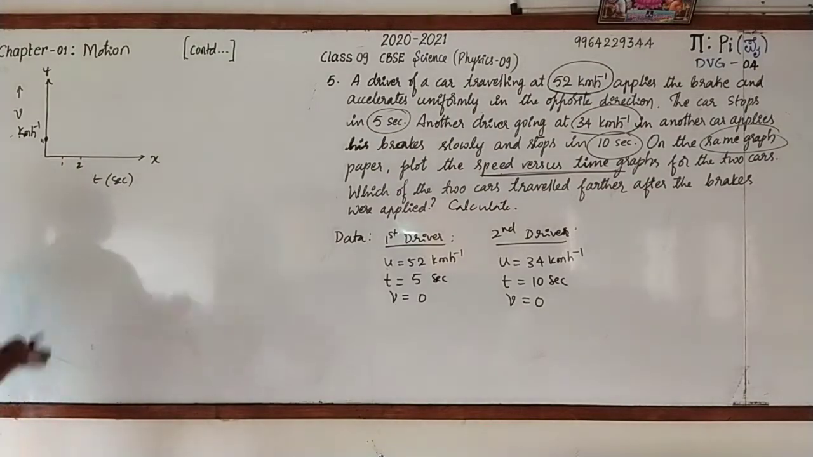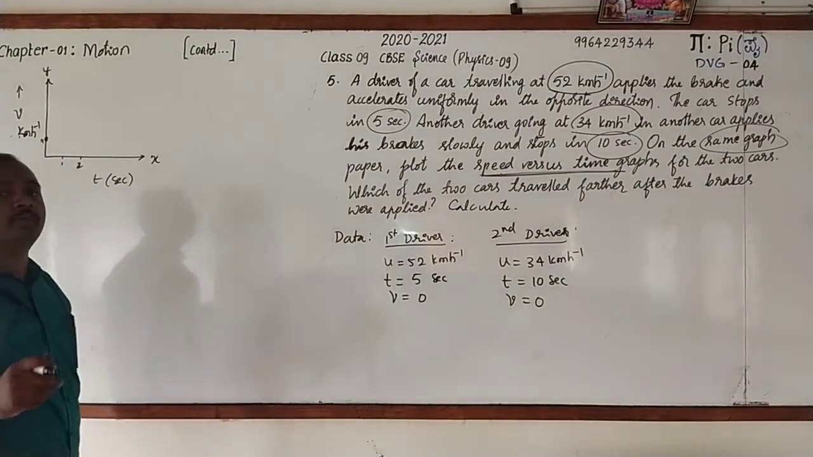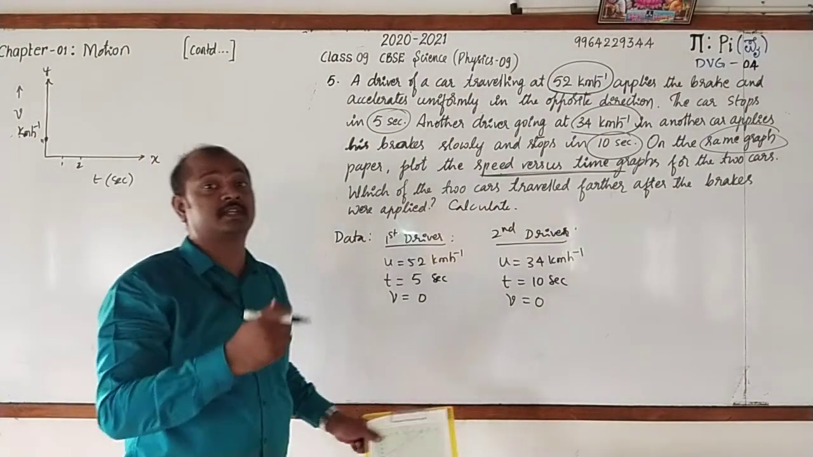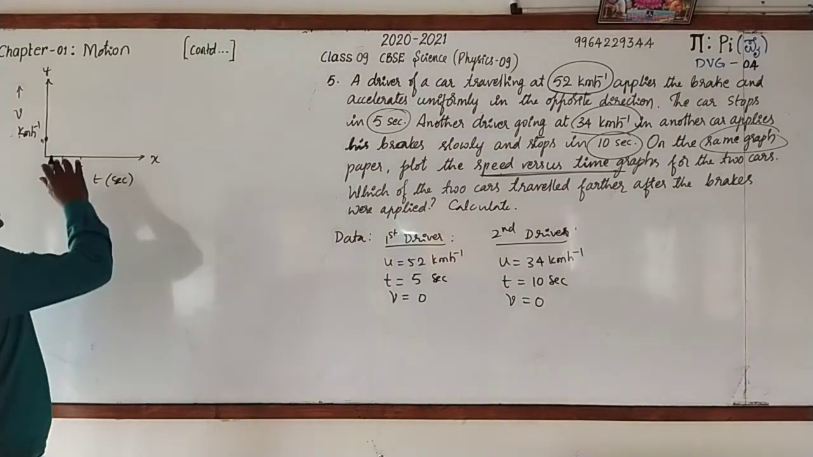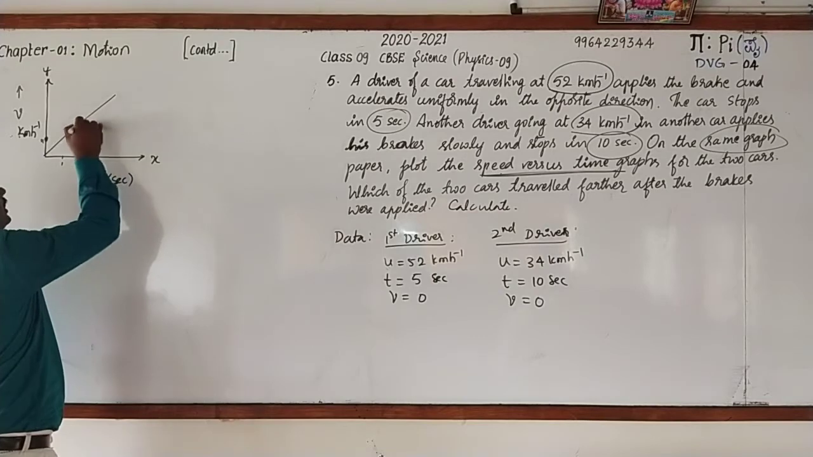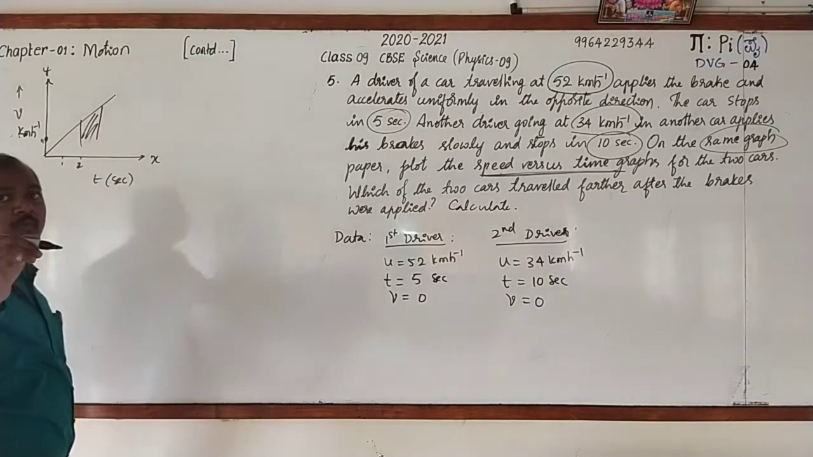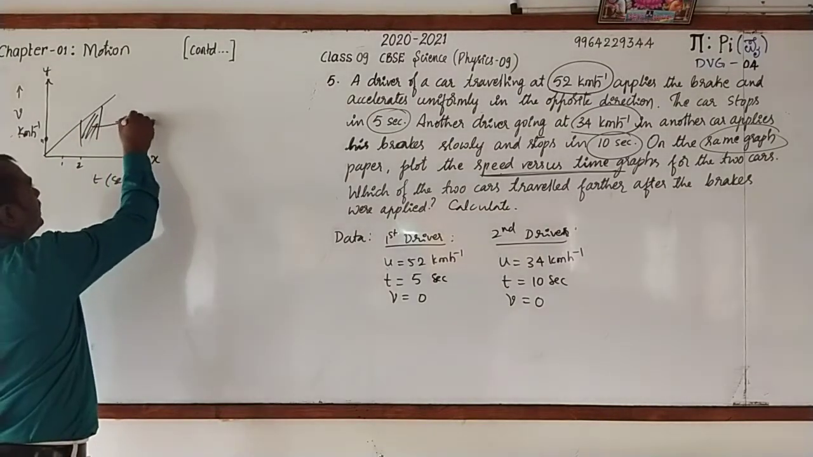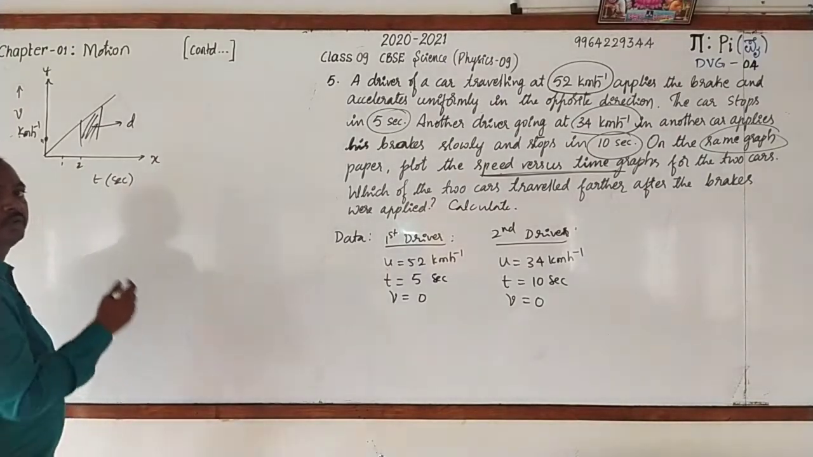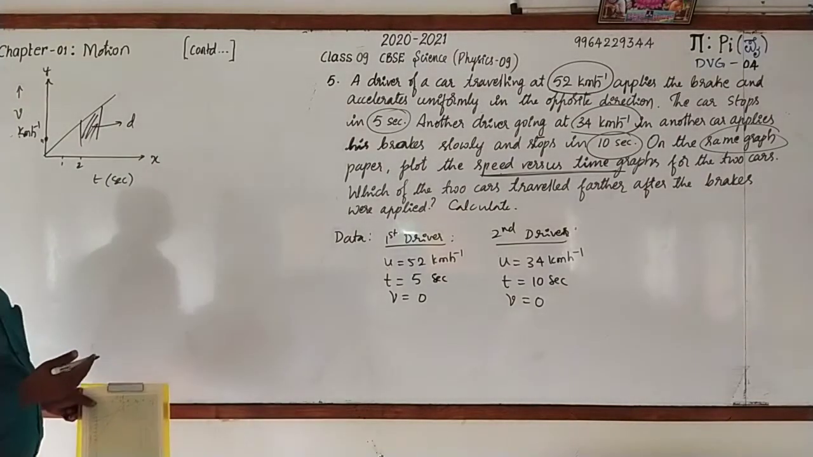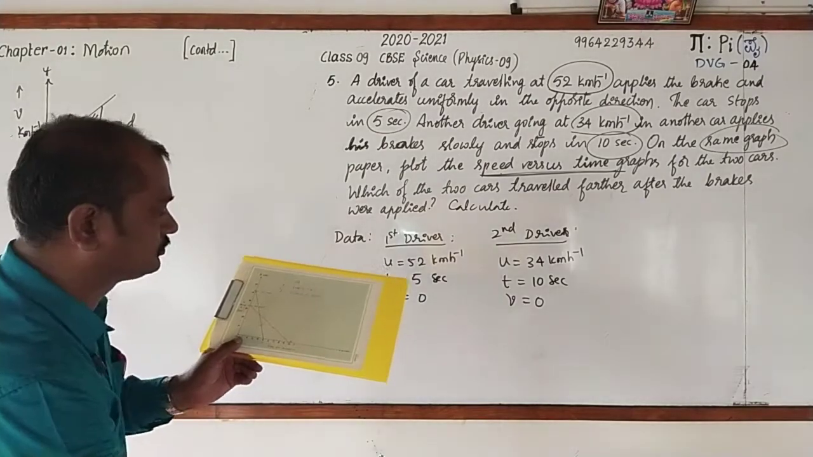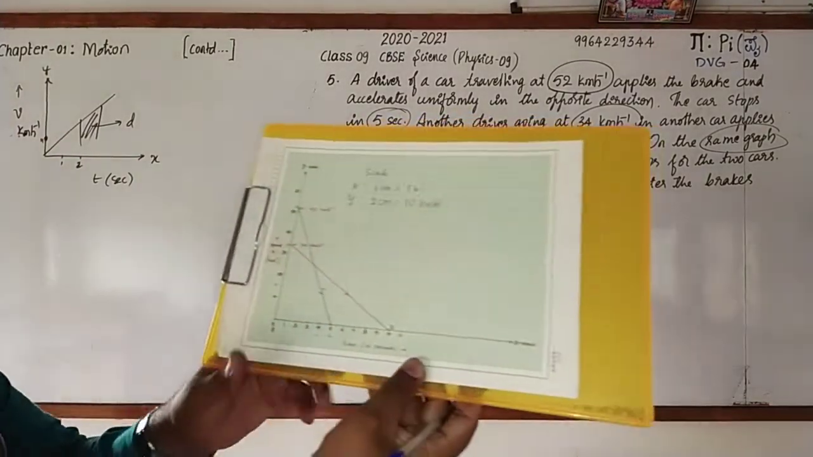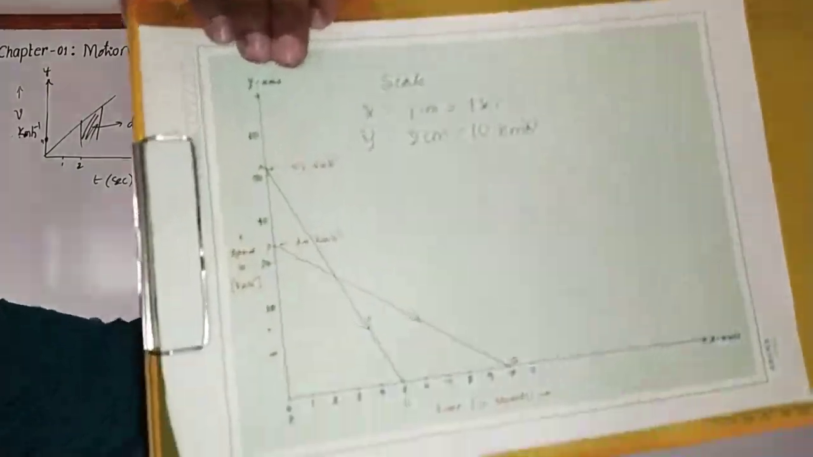Look here, this is the VT graph. In case of a VT graph, how do you go for finding the distance? Dear students, we have already learned that the area under the VT graph is the displacement, right? So here also you can go for finding the area. How? Let me show you that. Just observe this graph again.